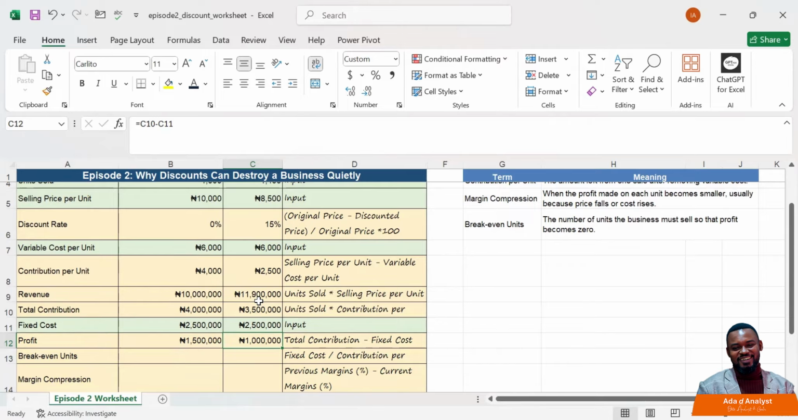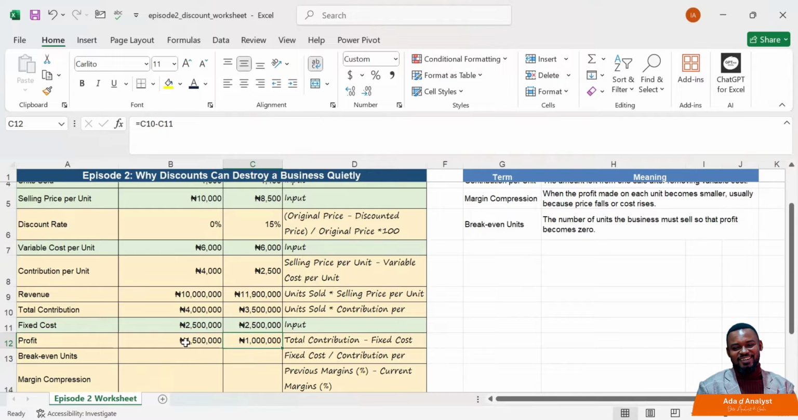Now, variable cost remained the same, but revenue increased, right? But even though fixed cost remained static, you can see that we had a shortfall of 500,000 in profit, right? That is why, when businesses are developing strategies for discount application for the sake of increasing sales, the question is: is it really improving profit or just the number of units sold? So that's the question analysts will ask.